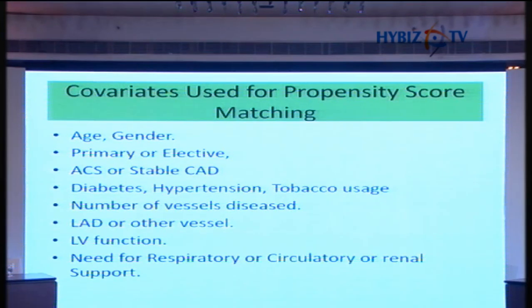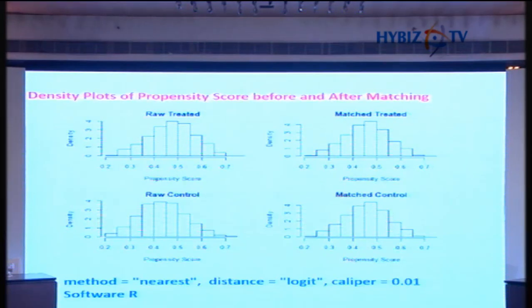We adjusted for the covariates including age, gender, whether it's primary or elective, ACS or stable angina, with risk factors and whether LAD is involved or not. So many factors we adjusted, and this is the propensity score matching before and after. I will not go into statistics. This is a method to correct for the risk factors.